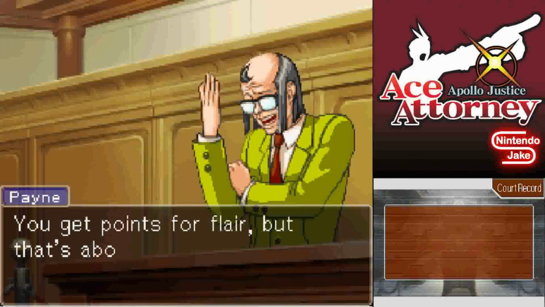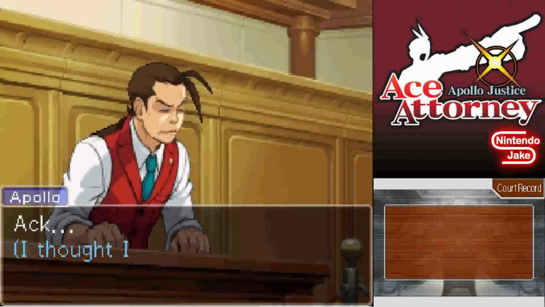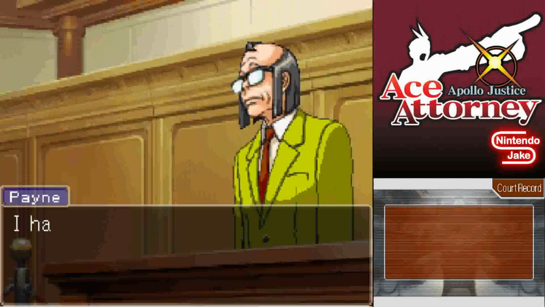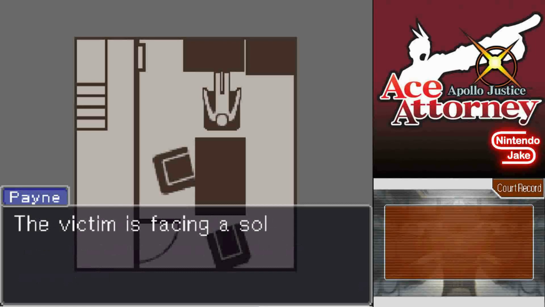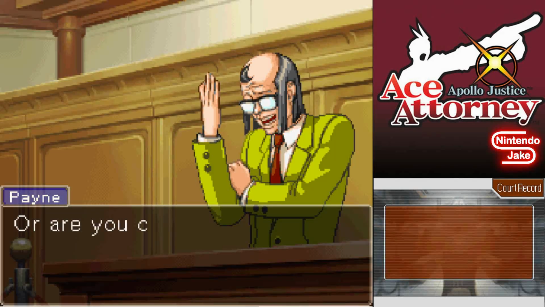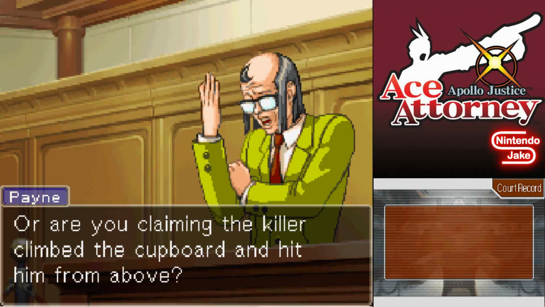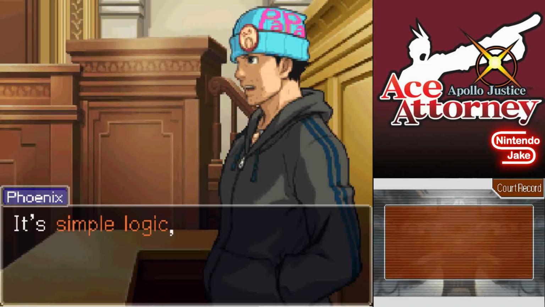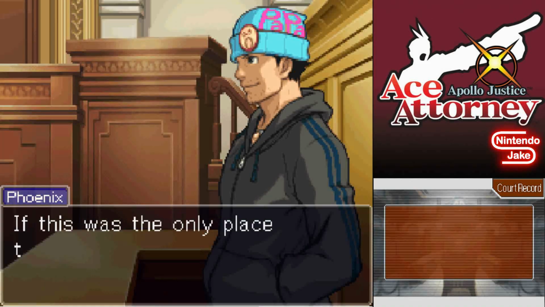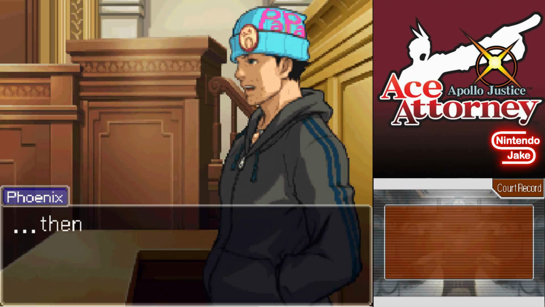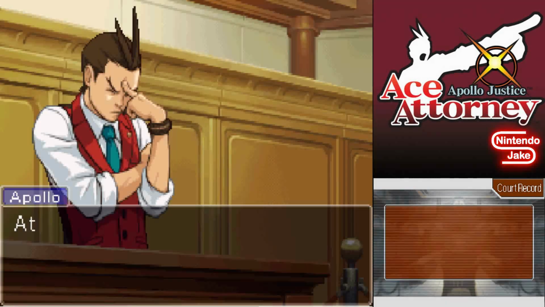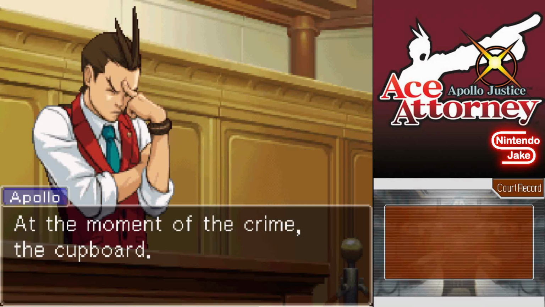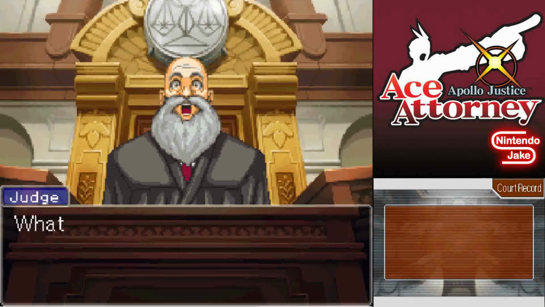You get points for flair, but that's about all you get. I thought I was onto something there too. I only need to point out that standing there would be impossible. The victim is facing a solid cupboard. Why are you claiming the killer climbed the cupboard and hit him from above? It's simple logic, really. It was the only place the killer could have been standing. That means the very moment of the crime... Wait, I know. At the moment of the crime, the cupboard wasn't there.